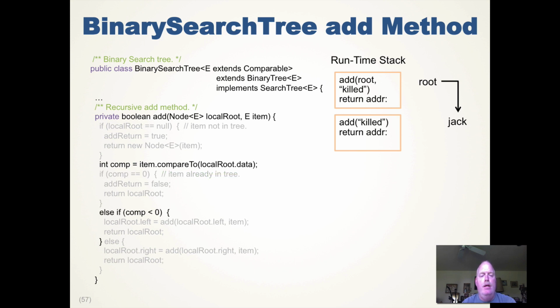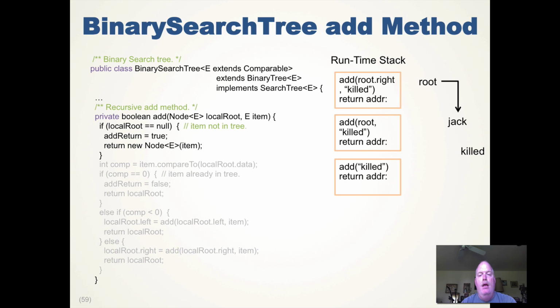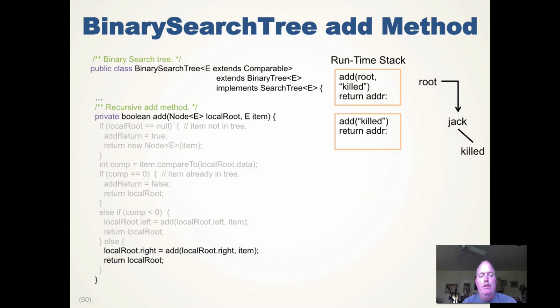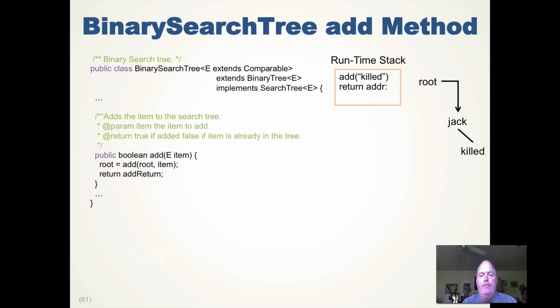But since they're not equal, we then see if it's less than, and Kilt is greater than, so we recursively add the item to the local root's right. So we're going to call this method again. This time the local root is null because Jack's right is null, so we passed in null. So we create a new node, Kilt, and we return it back to here, and so we set Jack's right to this new node, and then we return Jack to the add method, and we assign Jack to the root. And since Jack was the root, we have successfully added Kilt to it.